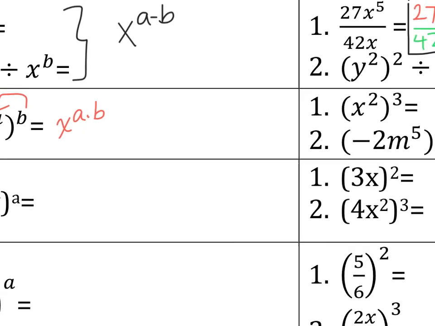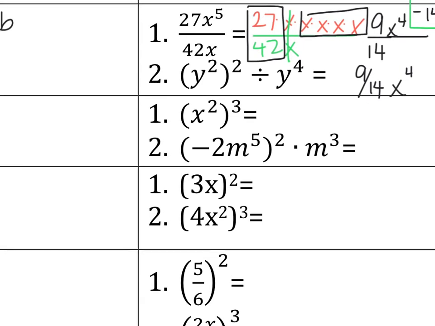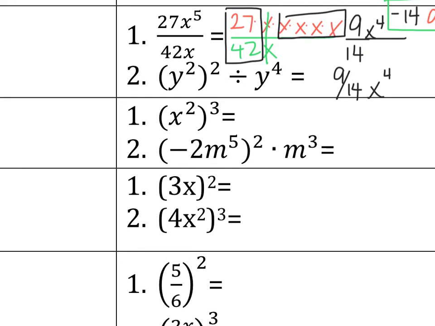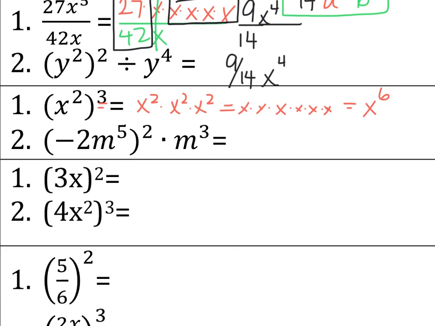So over here in example number 1, this just means I need x squared 3 times. So it's x squared times x squared times x squared. If we wanted to write that out the long way, it's x times x times x times x times x times x. And we end up with x to the 6th power. Or we could just multiply 3 times 2.